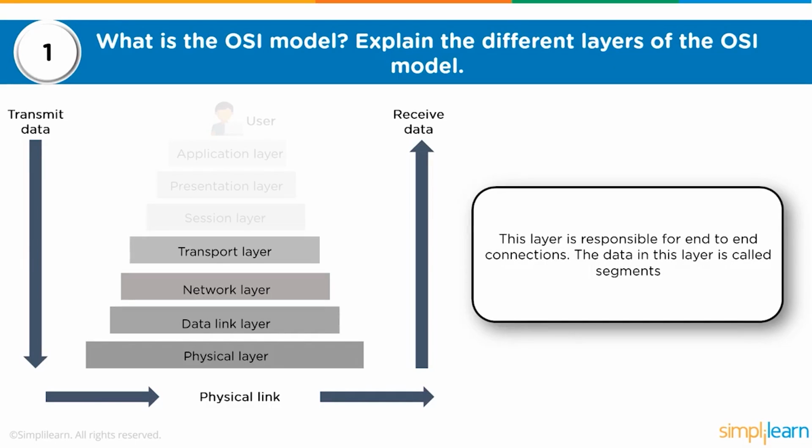Then comes the transport layer. This is the layer responsible for end-to-end connections. That automatically signifies that this is where TCP and UDP will be working. TCP stands for Transmission Control Protocol, UDP for User Datagram Protocol. TCP is a connection-oriented protocol, whereas UDP is a connectionless protocol. These two protocols are utilized to establish connectivity between two machines.